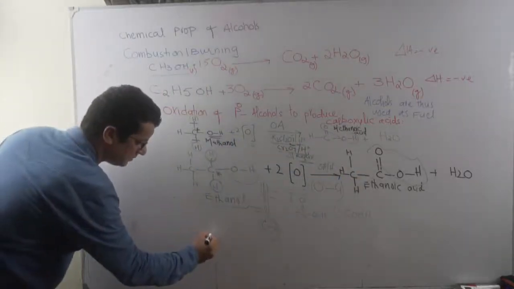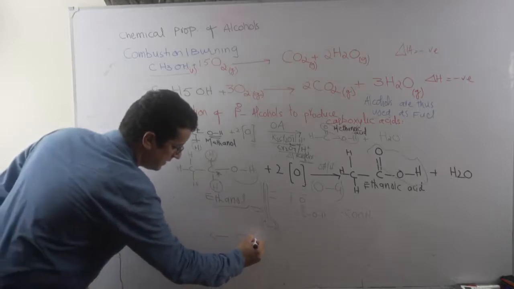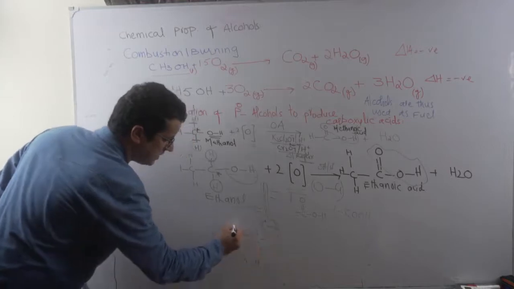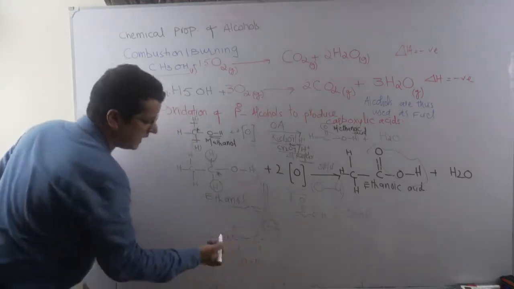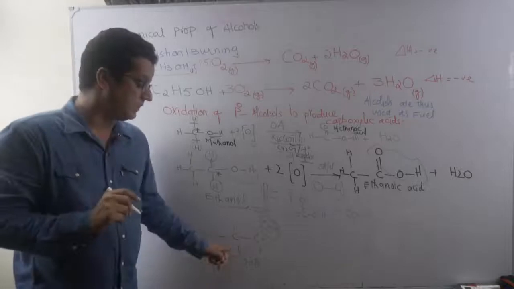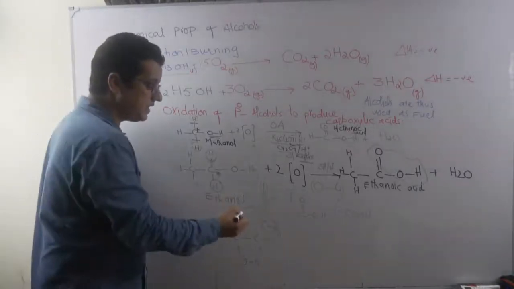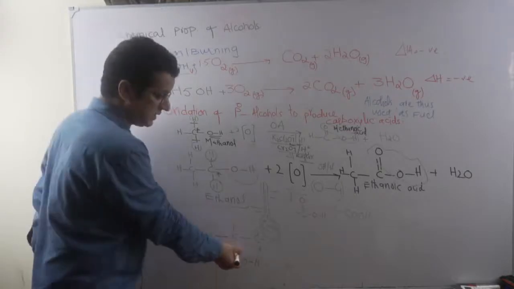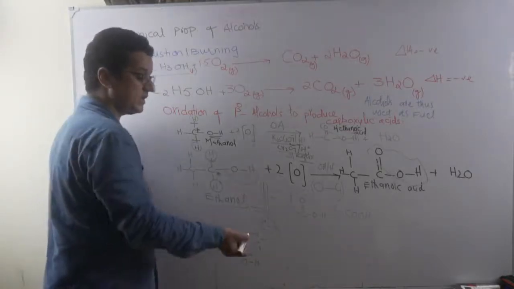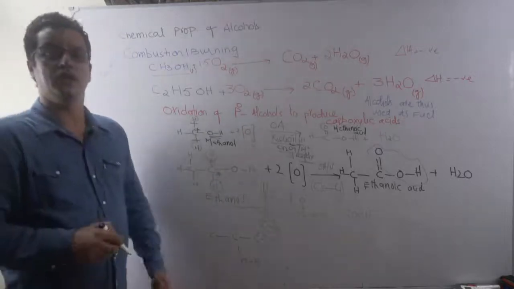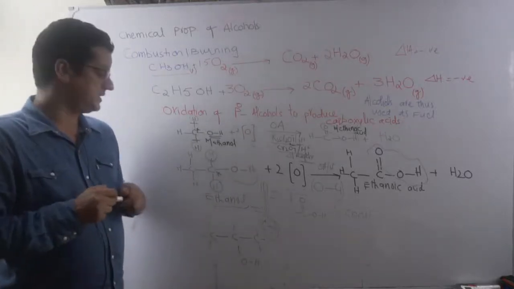But if sometime, rarely at this level in your syllabus, you are provided with an alcohol which is not a primary alcohol, meaning OH is attached to a carbon atom other than the terminal carbon atom, in this case it is a secondary alcohol, oxidation will not produce carboxylic acid, rather it will produce ketones. You need to know this at GCSE or IGCSE levels.